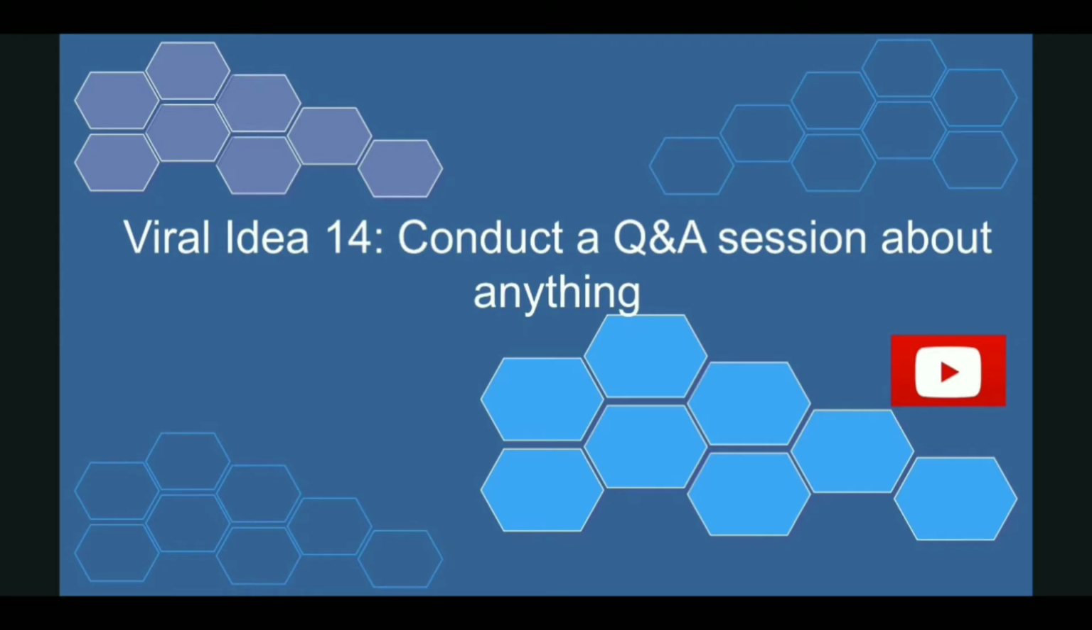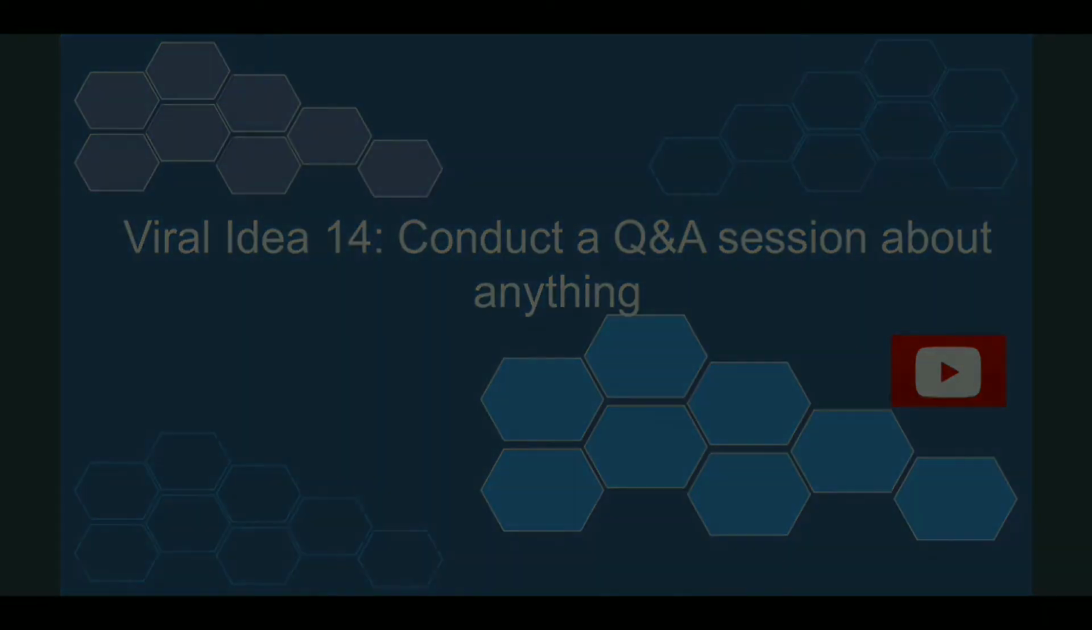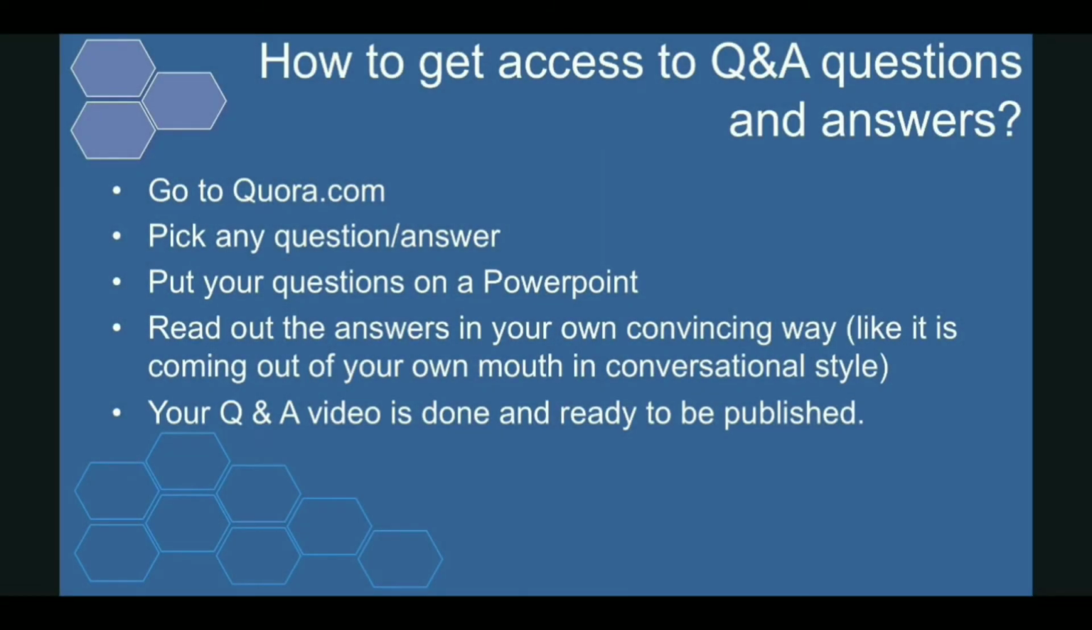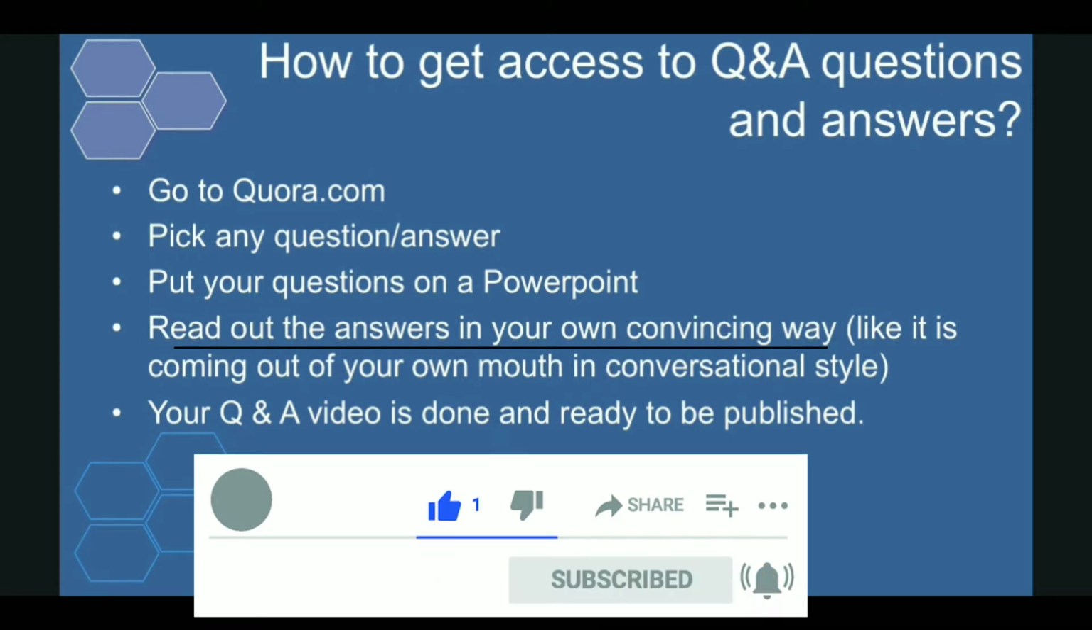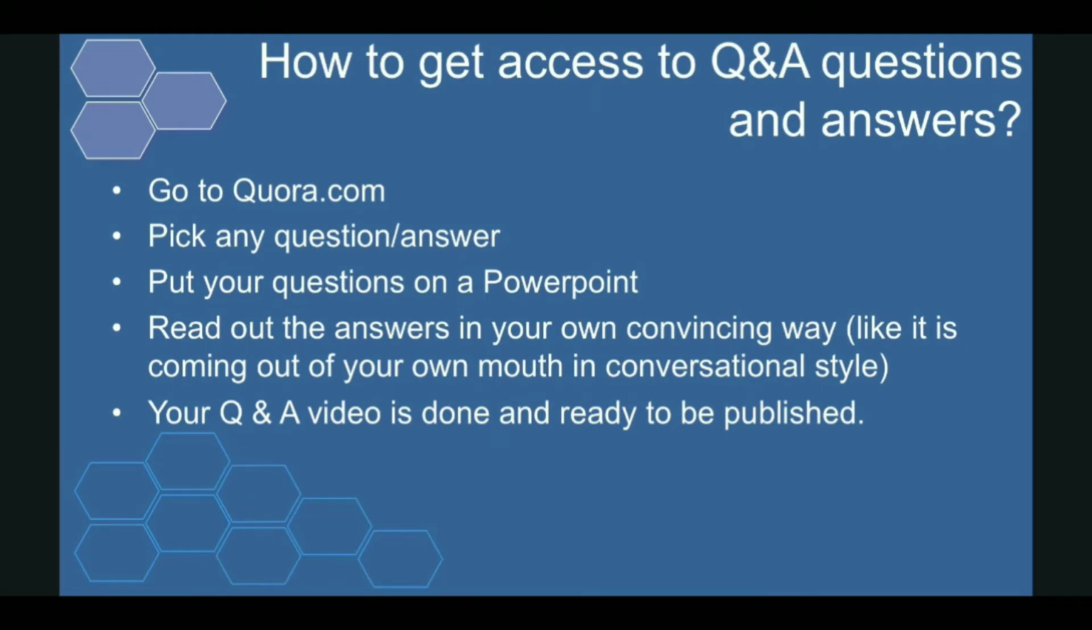14. Conduct a Q&A session about just about anything. So how do you get access to Q&A questions and answers? First, you have to go to Quora.com. This is unlike Yahoo Answers. It has a lot of people asking questions and a lot of people providing answers to the questions asked. So you've got to pick any question or answer from Quora.com.